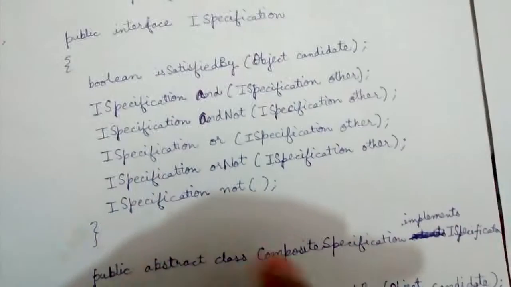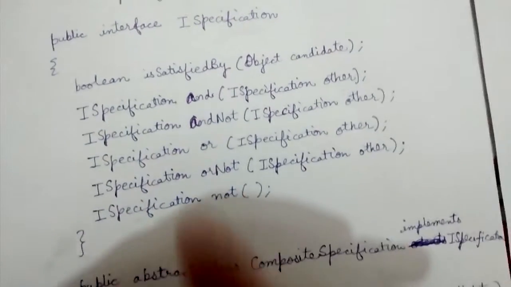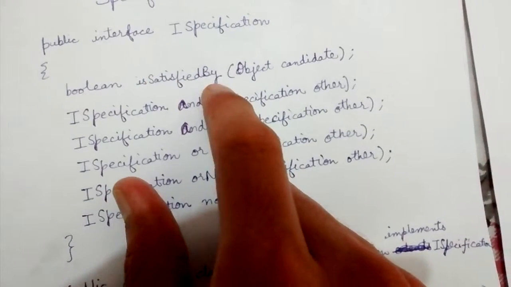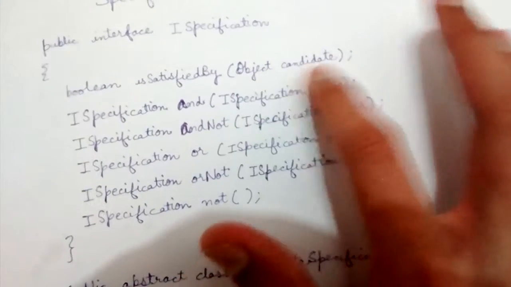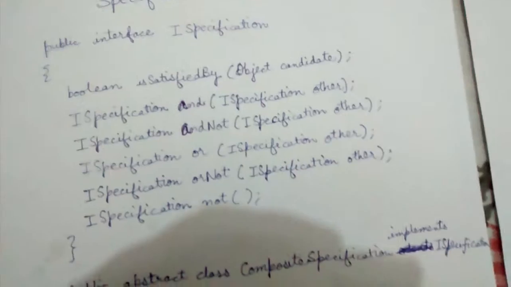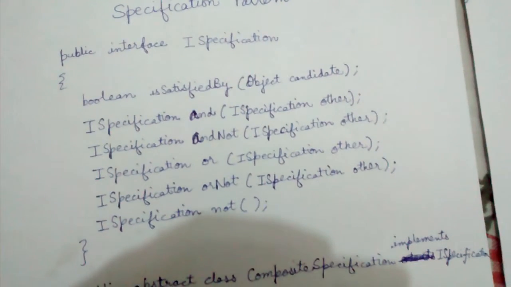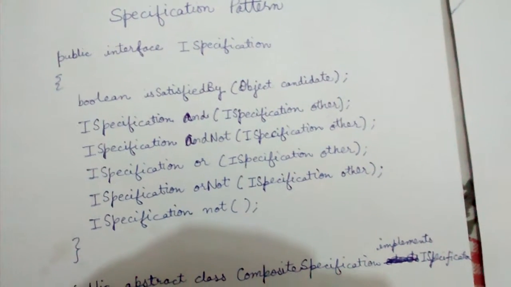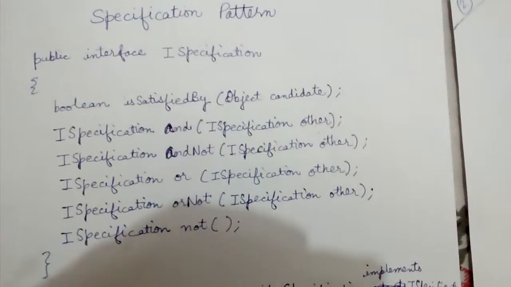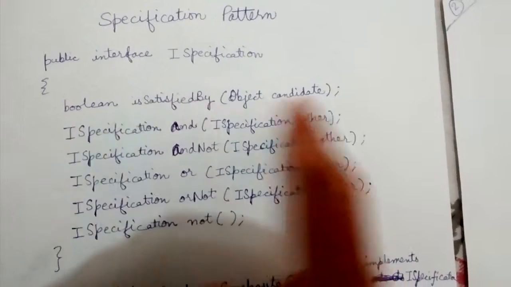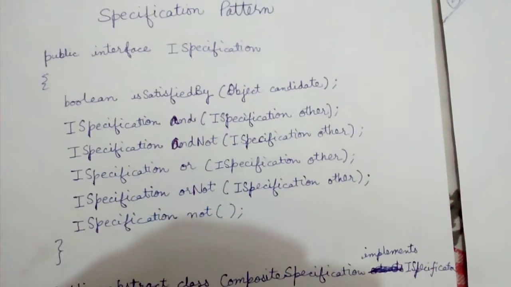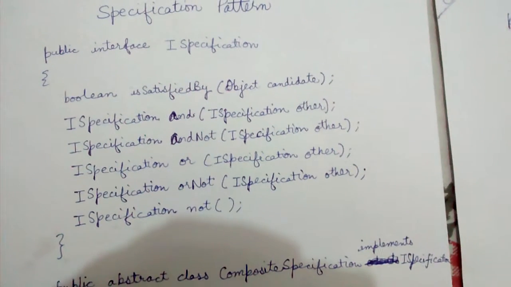So this is the interface ISpecification. It defines a method, isSatisfiedBy. This is a candidate object, and we are asking whether it is satisfying this business rule or not. A business rule always evaluates to true or false. It will return true if our business rule is being satisfied by the candidate object, and return false if not.